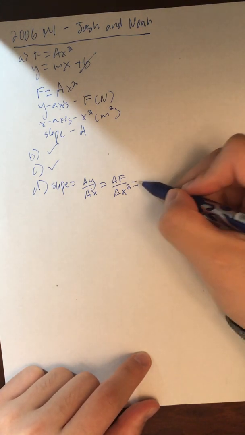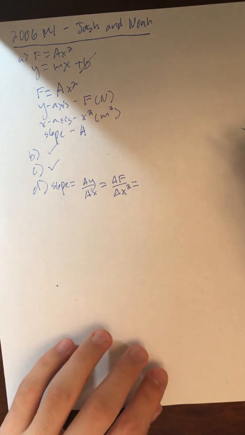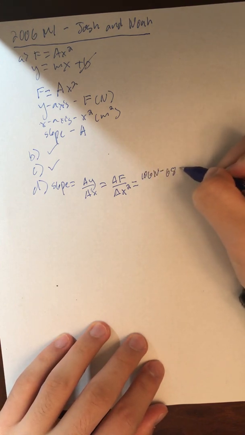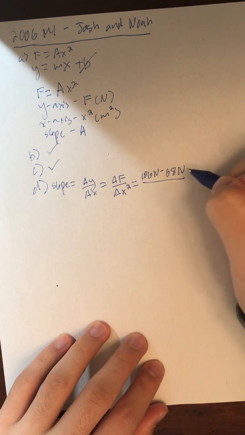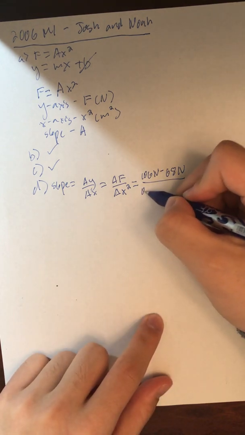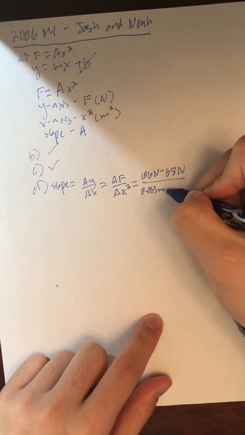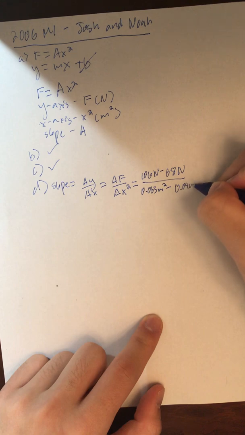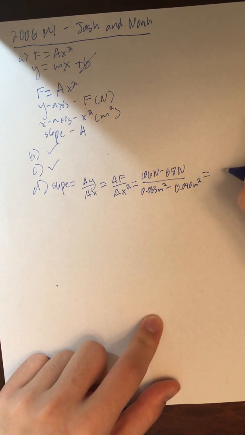So let's just choose two random data points. Let's choose the last two data points. So 106 newtons minus the previous data point of 68 newtons over the corresponding x squared values, which is 0.063 meters squared, since it's x squared, minus 0.040 meters squared. And that gives us a value of about 1,422.